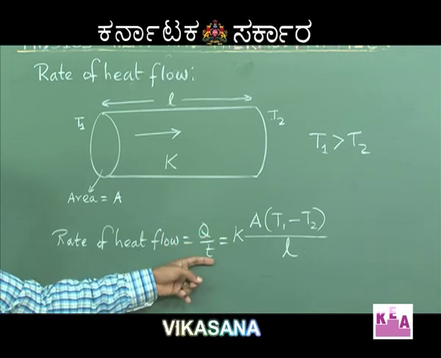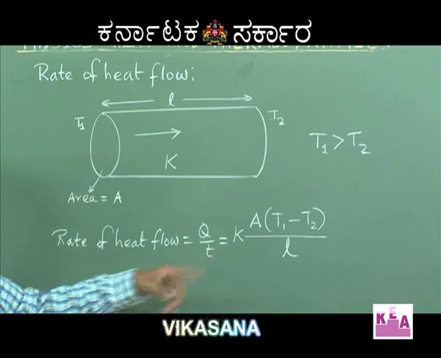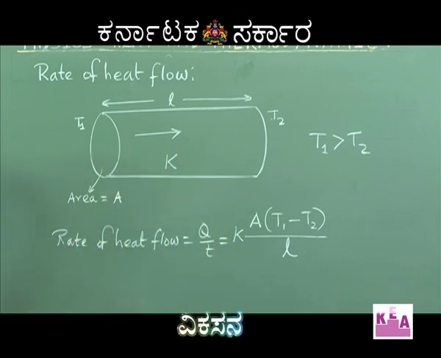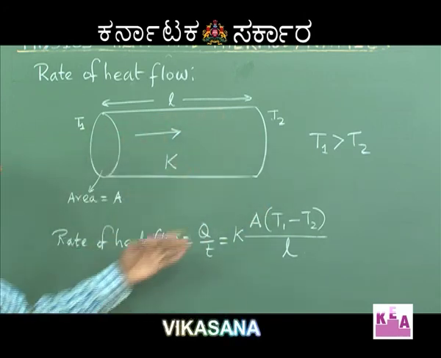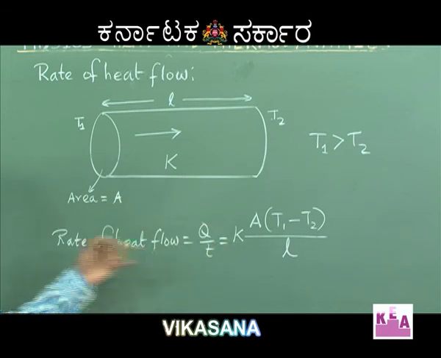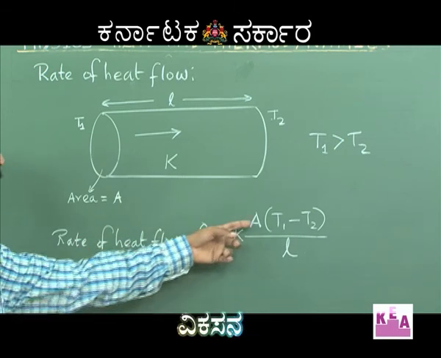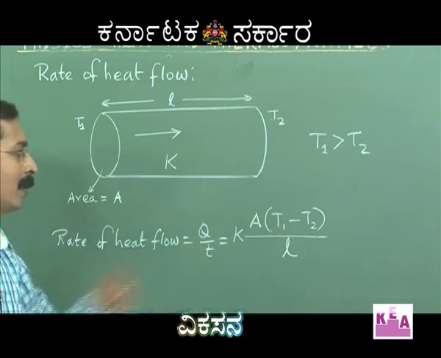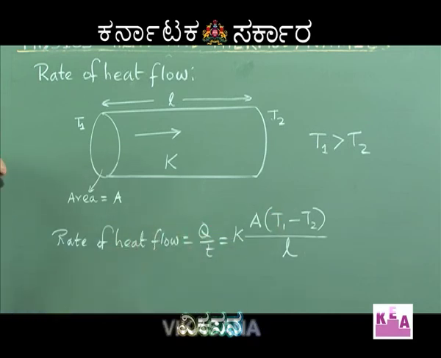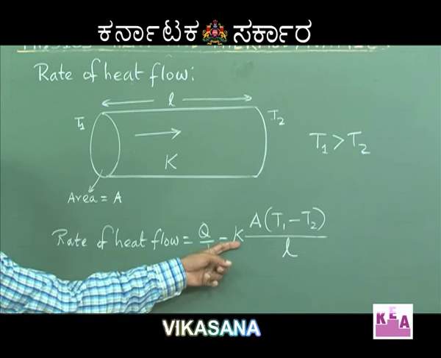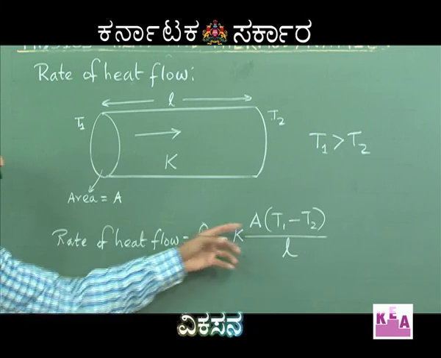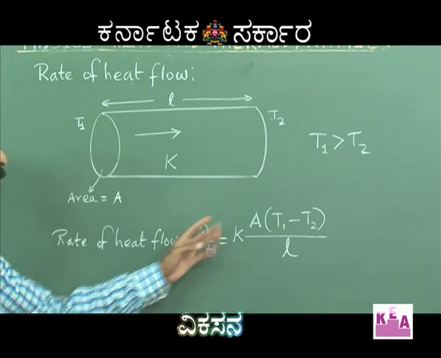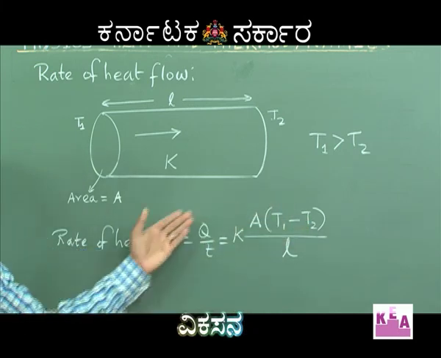Amount of heat flowing per unit time depends on the thermal conductivity of the solid, the area of the cross section of the solid, the temperature difference between the ends of the solid and the length of the solid. The exact dependence is here. Rate of heat flow is given by K into A into T1 minus T2 divided by L. As you can see from this formula, if the thermal conductivity is more, more heat flows. If the area of cross section is more, more heat flows. If the length is less, more heat flows, and for a higher temperature difference, heat flowing would be greater.